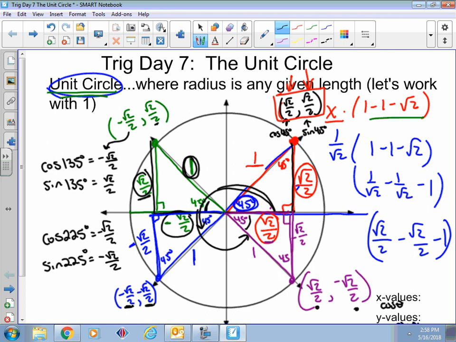Well, the tangent is opposite over the adjacent. Opposite, so 135 degrees is over here. The opposite of that reference angle is root 2 over 2. The adjacent to that reference angle is negative root 2 over 2. So really for tangent, aren't you just taking the y-coordinate and dividing it by the x-coordinate? Isn't it the same thing as taking the sine ratio and dividing it by the cosine ratio, which in this case would be negative 1, would be the tangent of 135 degrees.